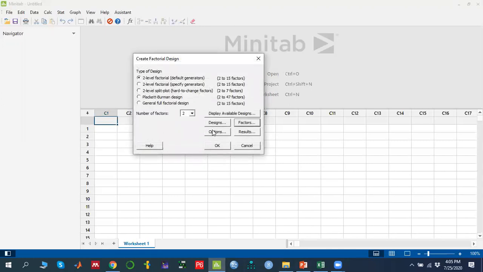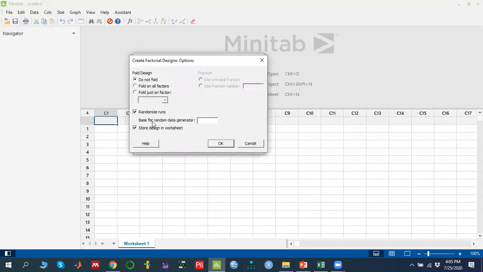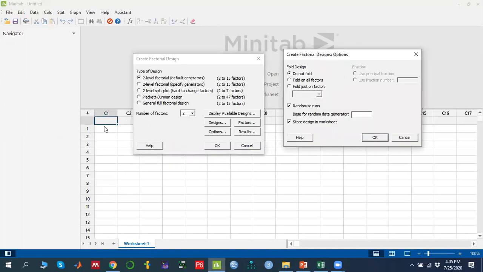Press OK. Then in Options, if you want your design of experiment to be in random order, you must check this box. If you don't want it in random order, and want it in sequence, then uncheck this one. I am going to uncheck this one right now. So press OK.